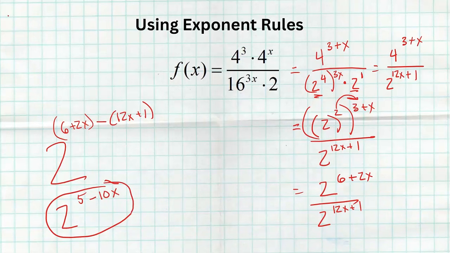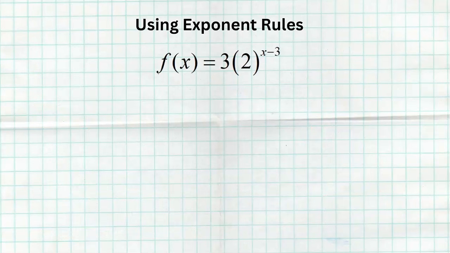It's kind of ugly, but there's my final answer in terms of one base of 2 and one exponent, 5 minus 10x. That's typically going to be on that fourth FRQ question for AP Precalculus, where they're going to give you something like this with multiple different bases, multiple different powers, and you got to combine it all, reduce it all to get to one base, one power. Hopefully that makes sense. All right, let's look at another problem here.